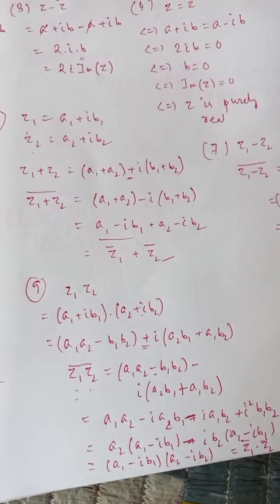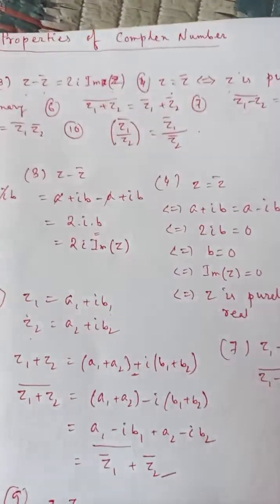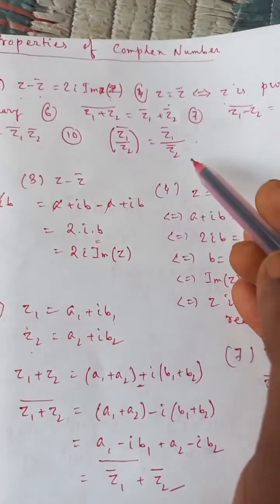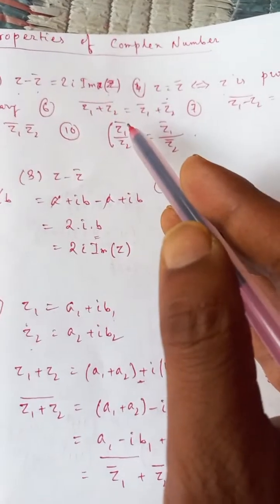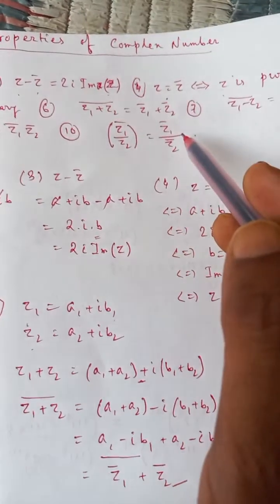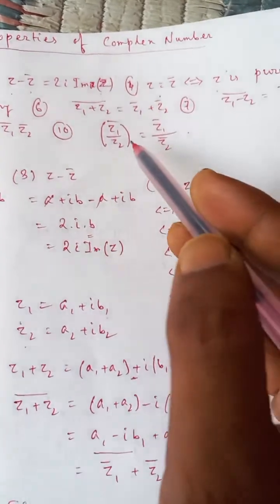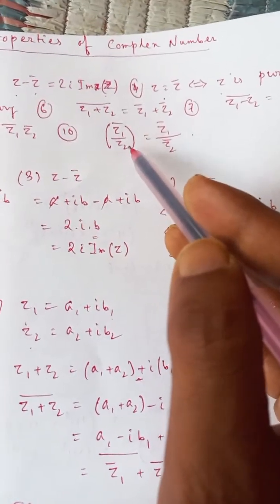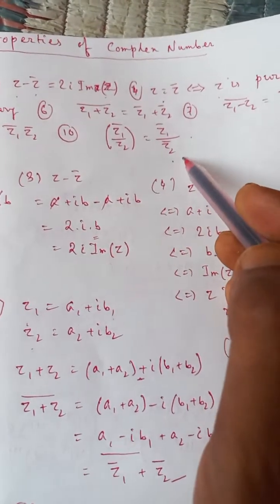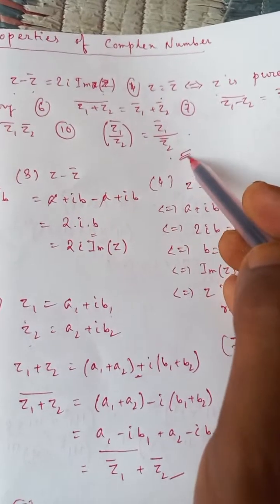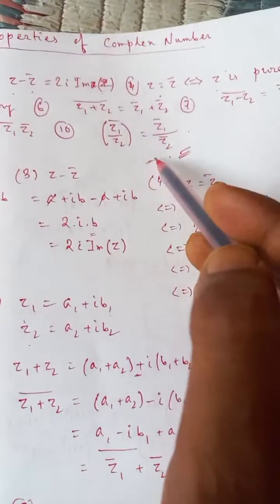So there are 9 properties, and the number 10 property is also very easy to prove. Anyone can prove this: conjugate of z1 by z2 is equal to conjugate of z1 by conjugate of z2. So one may try to find out whether this is true or not. Very easy to prove this.